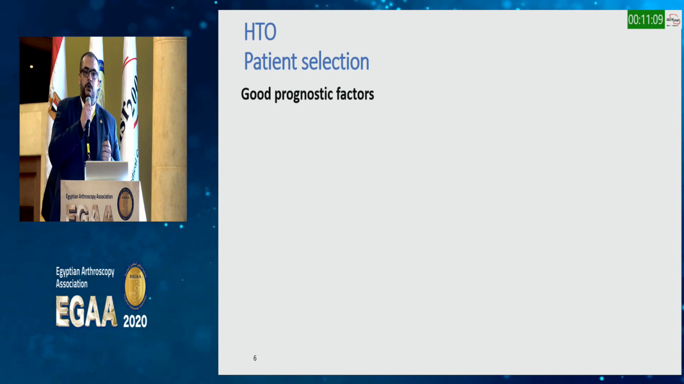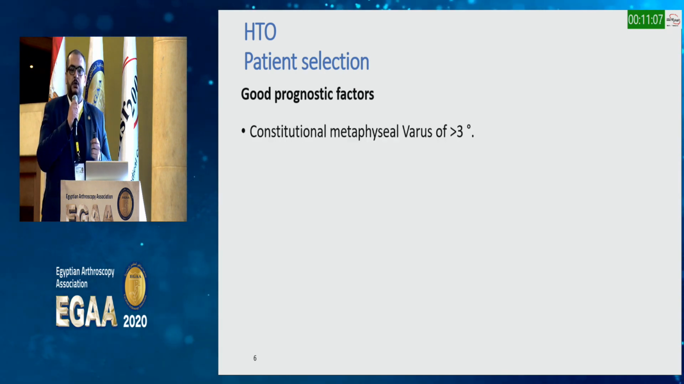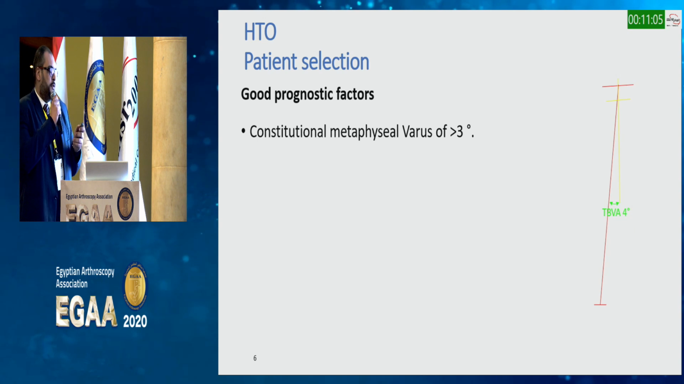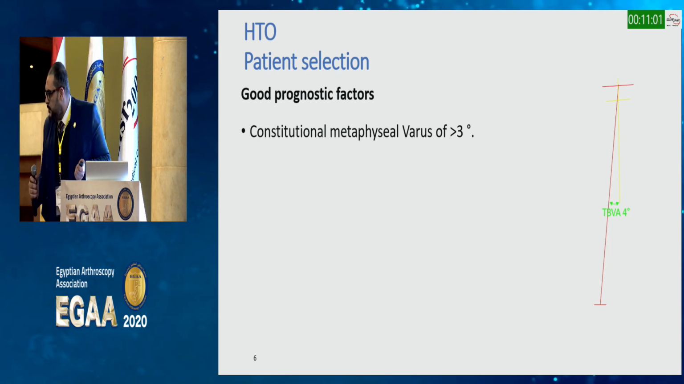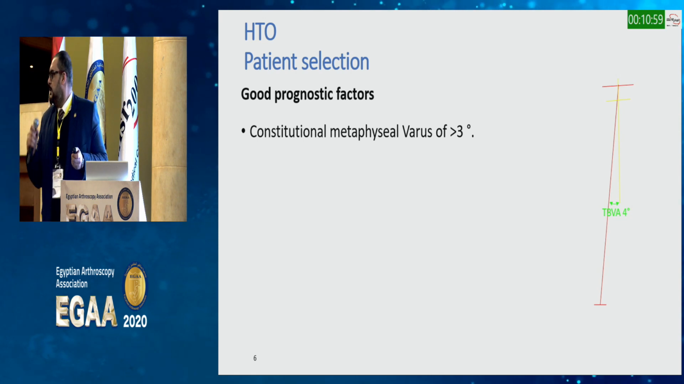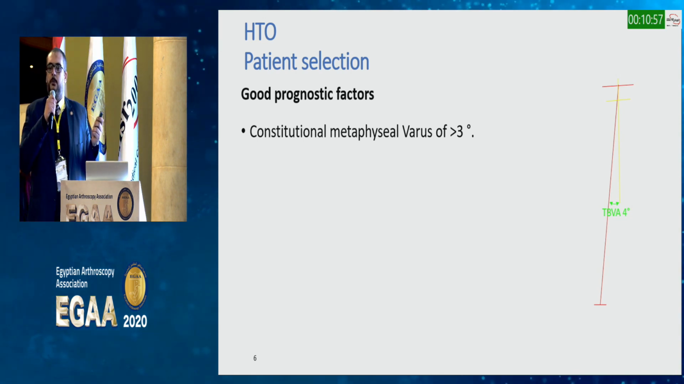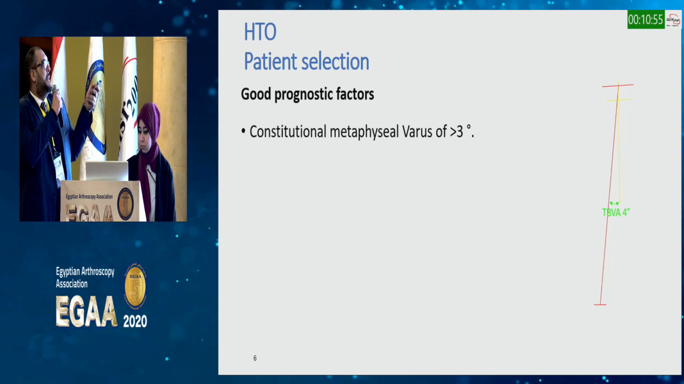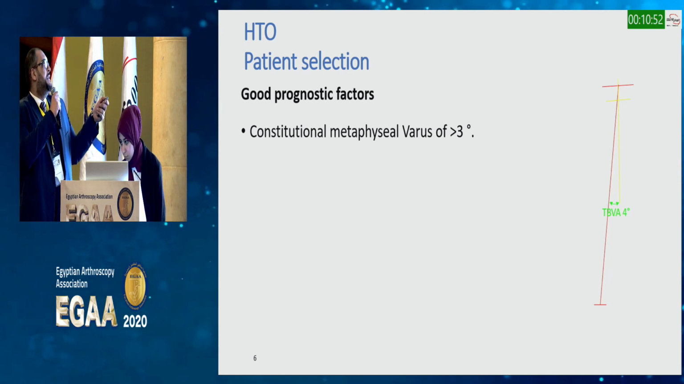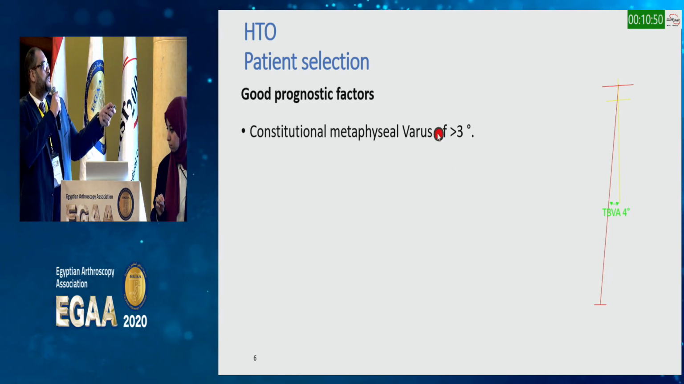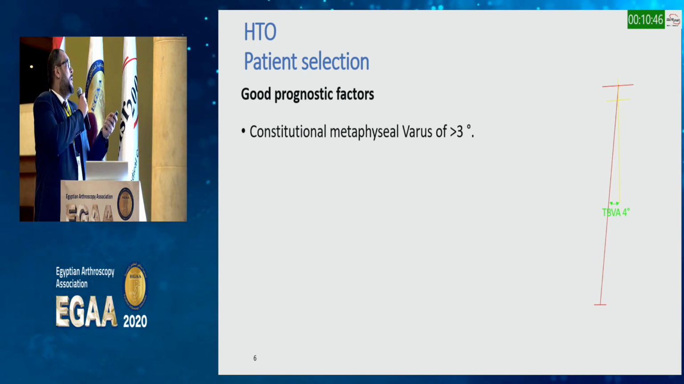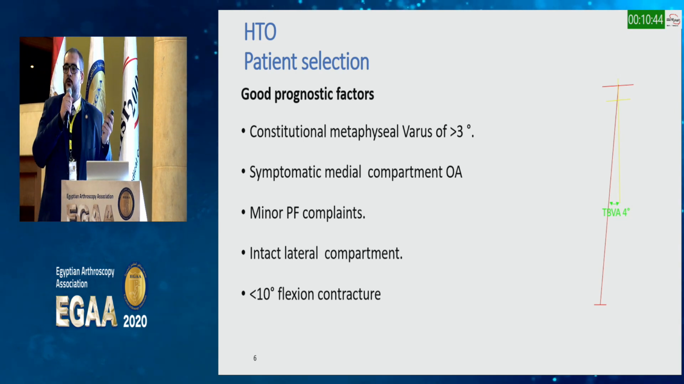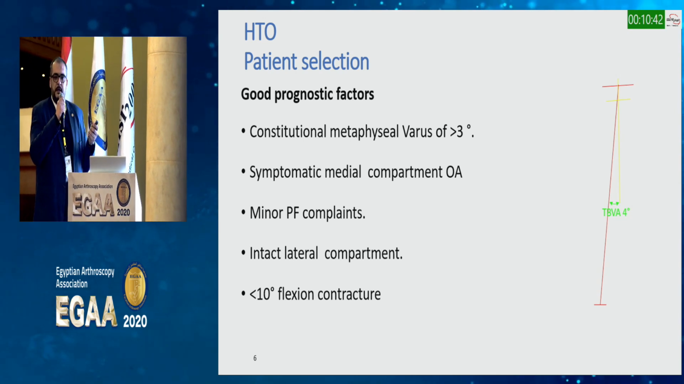We speak about the good prognostic factors, which are the constitutional metaphyseal varus, which is measured by measuring the tibial bone varus angle, which is simply you take what is perpendicular to it. It doesn't appear here, but we'll show it. But we speak about other points, with symptomatic medial compartmental osteoarthritis.